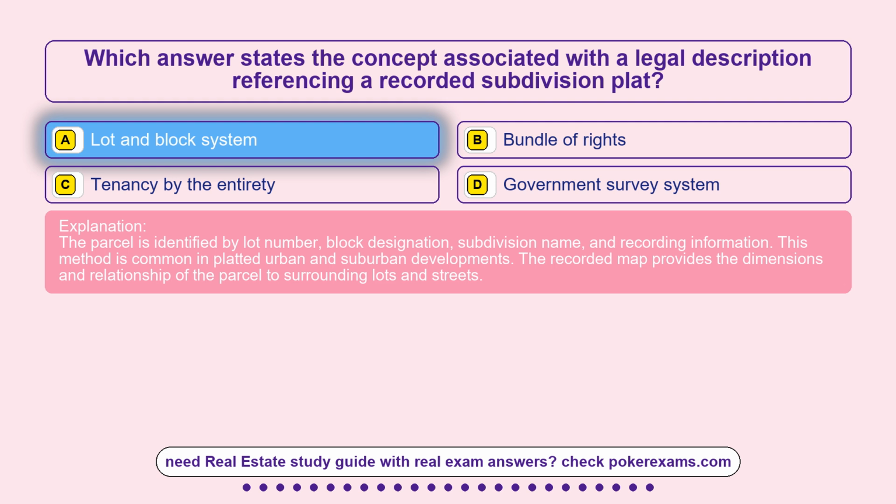The parcel is identified by lot number, block designation, subdivision name, and recording information. This method is common in platted urban and suburban developments. The recorded map provides the dimensions and relationship of the parcel to surrounding lots and streets.